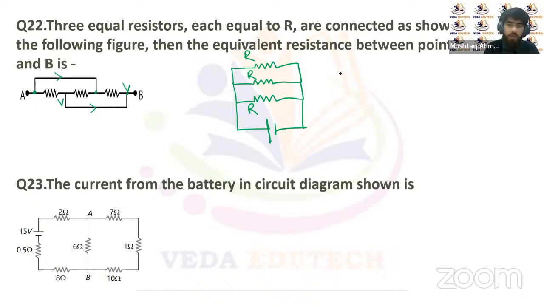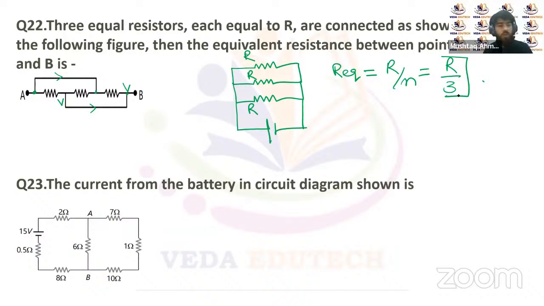Their equivalent resistance will be given by R upon N, because each resistor is equal to R, and the value of N is 3 because there are 3 resistors. So the equivalent resistance will be R upon 3. So R upon 3 will be the total, or equivalent, resistance for this circuit.